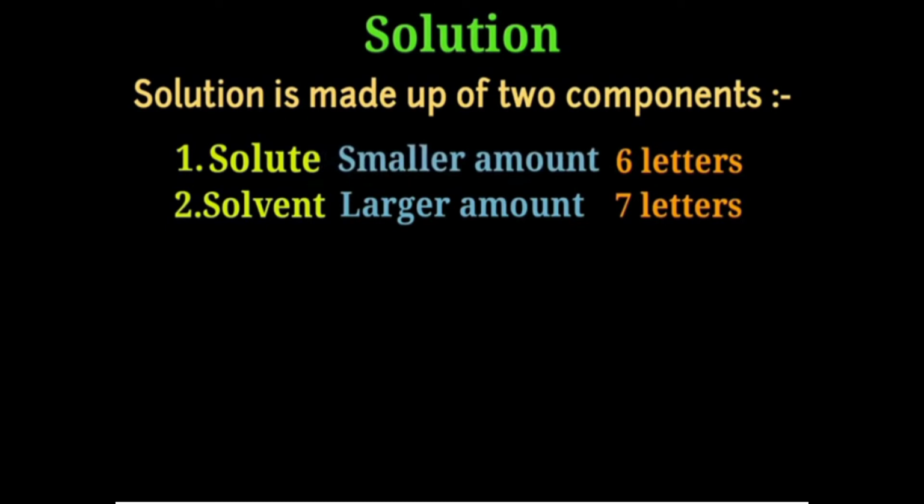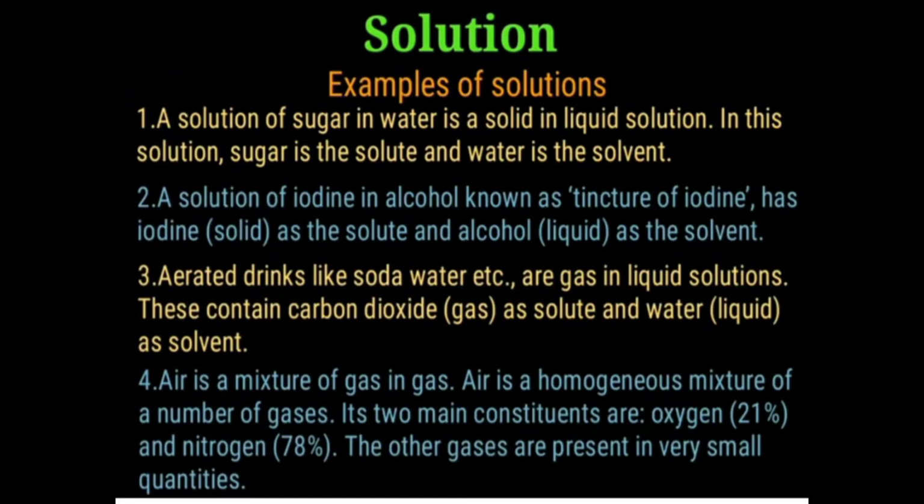How will you remember? Solute consists of 6 letters. Solvent consists of 7 letters. If you count the letters in the word solvent, there are 7 letters, and if you count the letters in solute, there are 6 letters. So 7 letters means more letters are there, so that's why it is present in larger amount. 6 letters means they are less as compared to solvent, so smaller amount. Clear? Now let's see some of the examples of solutions.